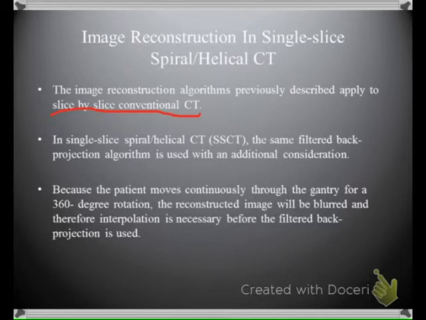The reconstructed image is going to be blurred, and so we have to utilize interpolation before filtered back projection.